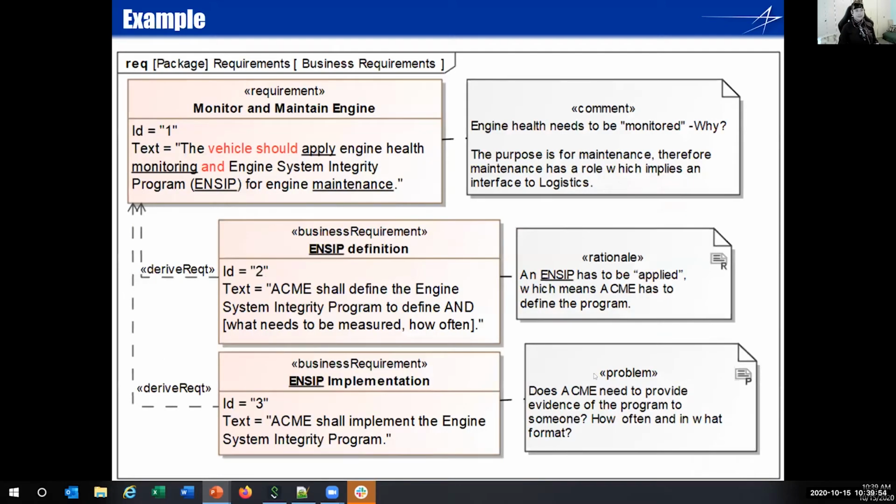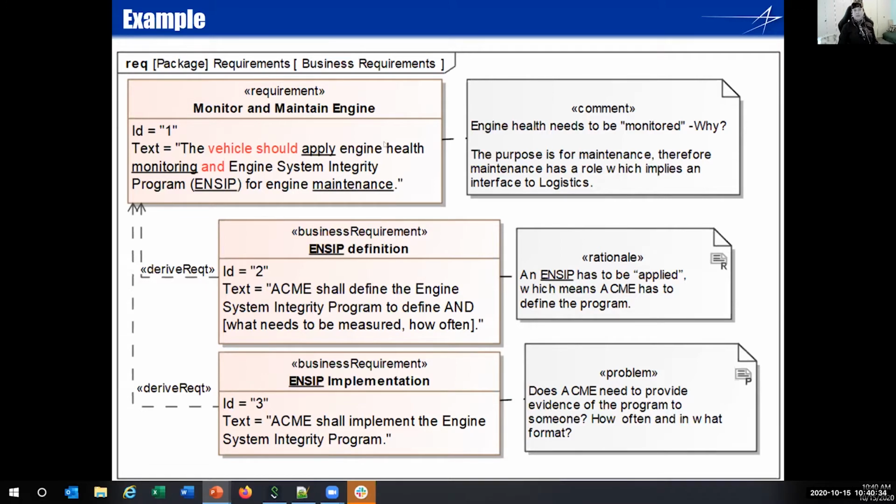And so I started thinking about what do I really need? And a couple of things that I noticed right off the bat is that some of these requirements aren't even for my system. They're for my company. My company, the Acme company, has to define an engine system integrity plan and measure some things. And the Acme company has to implement that plan. And so I've got a couple of business requirements here, and it's not quite complete, but I've begun to derive them out of here. And I have a rationale that I document in my model for why I've done that.